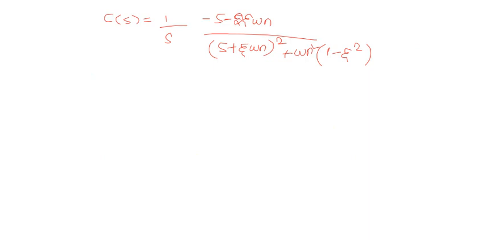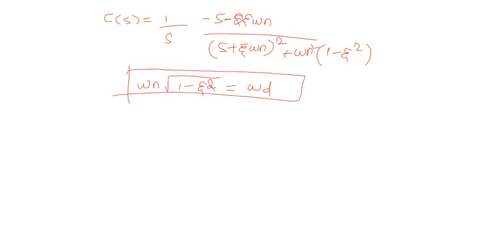So we know that omega n into under root of 1 minus zeta square equal to omega d. That is the damping frequency. So we know this equation omega d equal to omega n into under root of 1 minus zeta square. So that means if I square this equation, we are getting omega d square equal to omega n square into 1 minus zeta square. So this is the damping frequency equation.